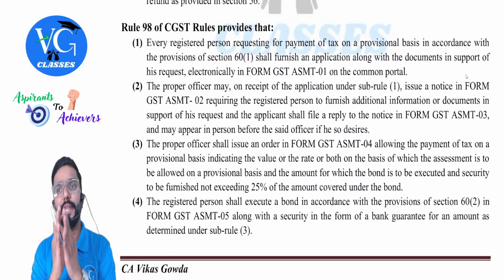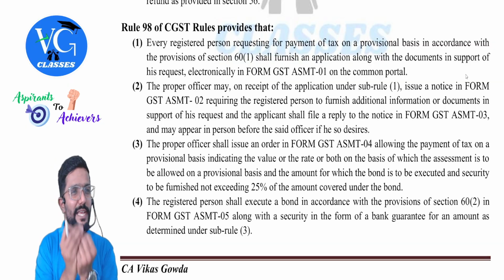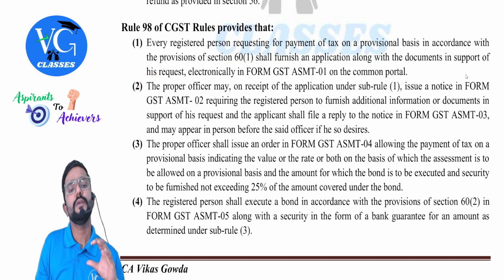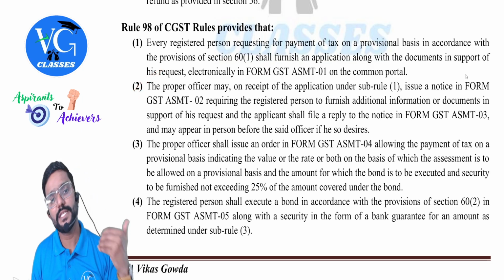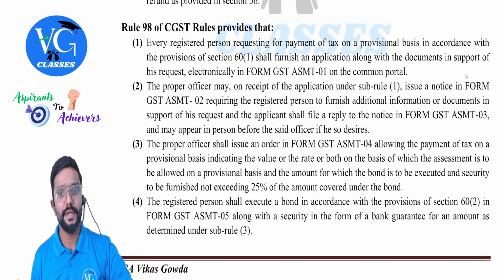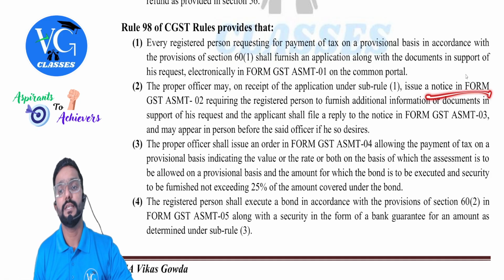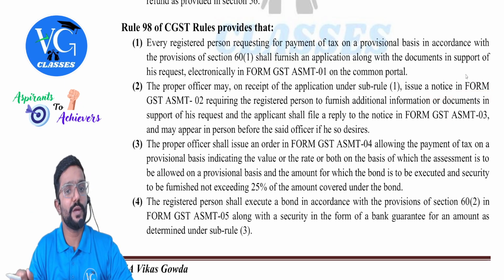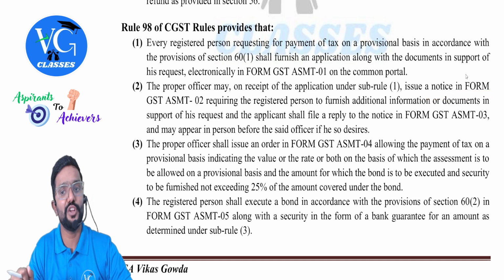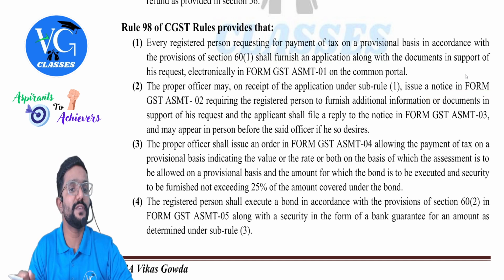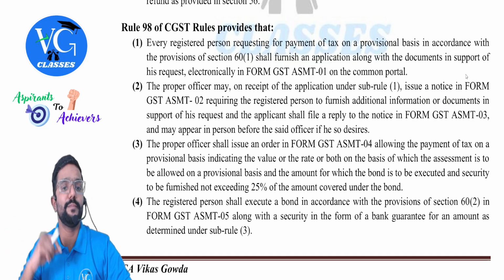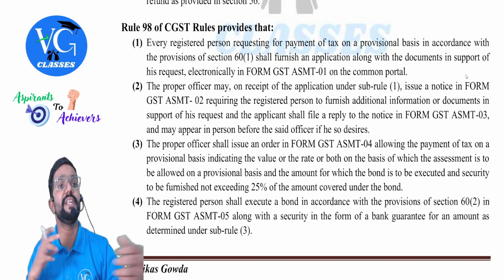Okay, sir. I requested the proper officer, sir, please take my case under provisional. Sub rule 2. The proper officer may, on receipt of the application under sub rule 1, issue a notice, not the order, notice in form GST ASMT 02 requiring the registered person to furnish additional information or documents in support of his request. And the applicant shall file a reply to the notice in GST ASMT 03 and may appear in person before the said officer if he desires so.